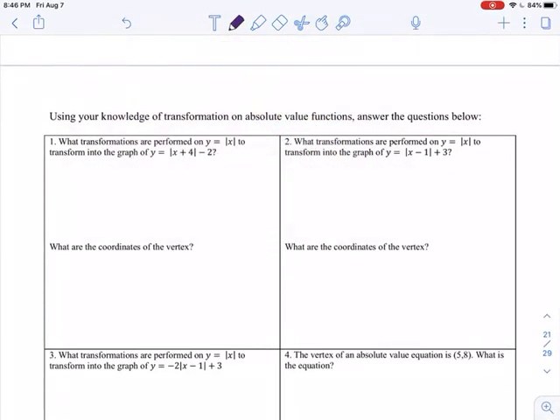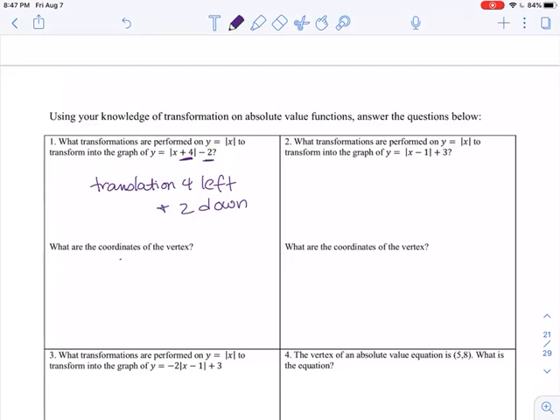All right, number 1. What transformations are performed on y equals absolute value of x to transform into the graph y equals absolute value of x plus 4 minus 2? So when this number right here is in the absolute value, that's a translation left-right. Since it's positive, that's the one that's backwards. It's a translation of 4 to the left. And then that number that's not in the absolute value, that's a translation up-down. So I'm going translation 4 left and 2 down.